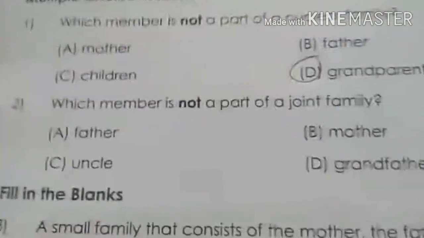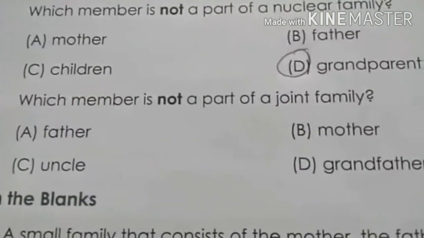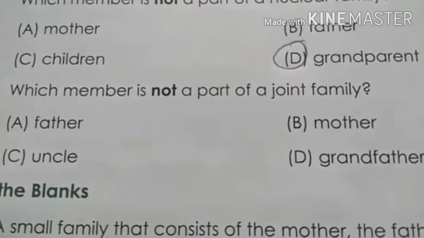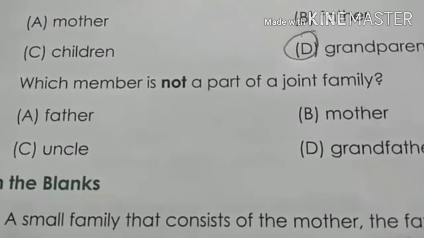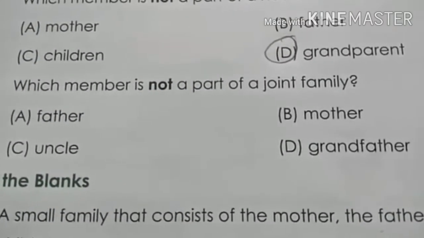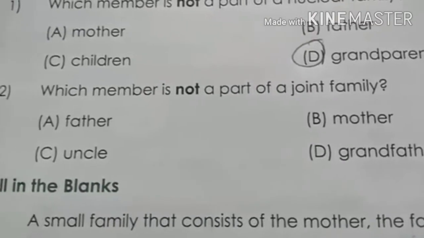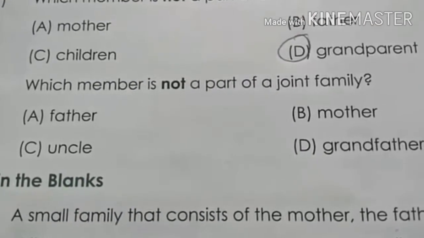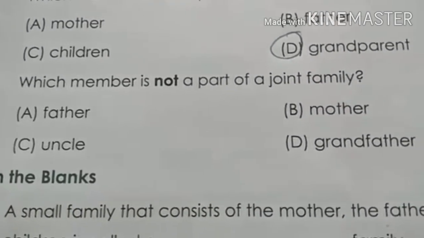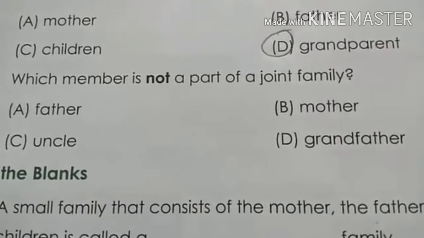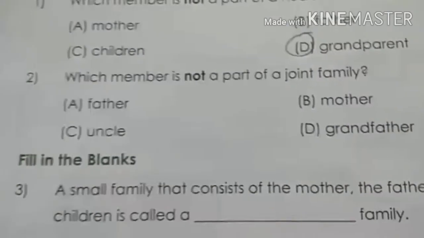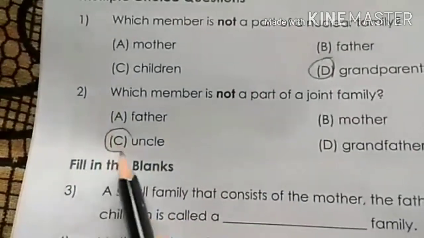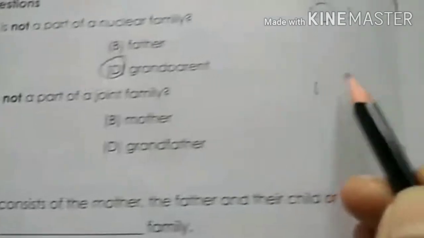Okay, next question. Which member is not a part of a joint family? In a joint family, you can find father, mother, their children and grandparents also. In this option, which is not part of a joint family? Options are father, mother, uncle, grandfather. What is the answer? That is uncle, because uncle you can see in the extended families only. Circle C and write in the bracket C.